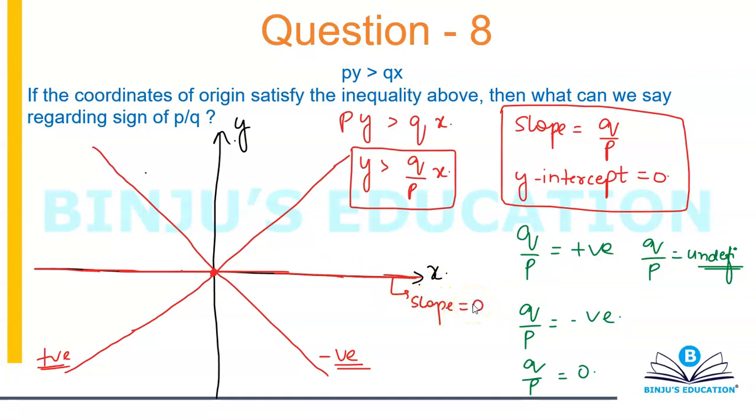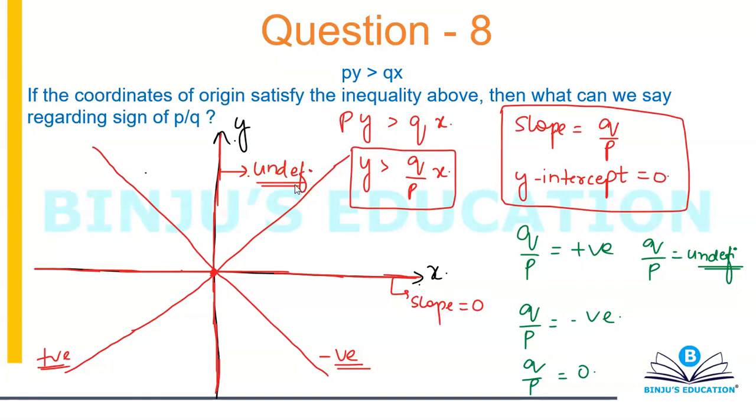And the last case is when the slope is undefined. Whenever you have slope undefined, in that case the line has to be perpendicular to the x-axis. In this case the y-axis will automatically be the fourth case, when your slope is undefined. Positive slope, negative slope, slope 0 and undefined.